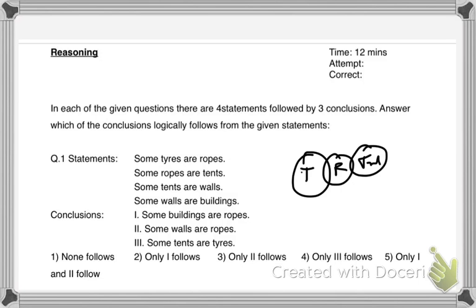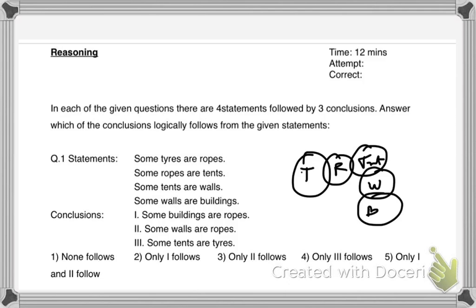What rules I follow, you can refer to the video. That will be helpful. So I draw tent like this, and the next statement is: some tents are walls. So I draw tents and walls like this. And now the next statement is: some walls are buildings. So I draw buildings like this. Now you can see I have drawn these diagrams, and now I come to the conclusions.